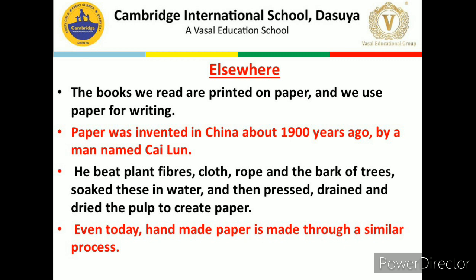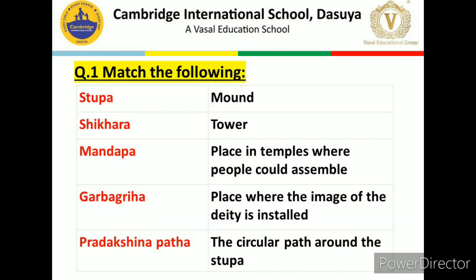Now let us do some exercises which are given at the back of this chapter. Match the following is there, and here I have written it with answers. Stupa we have discussed, that is a mound. Mound means a pile of something. Shikhara, it was a tower. Mandapa is a place in temples where people could assemble. Garbhagriha is a place where the image of the deity is installed. Pradakshina path is the circular path around the stupa.